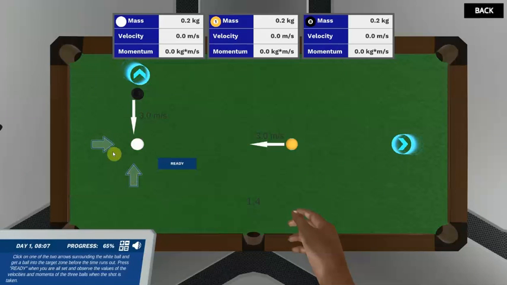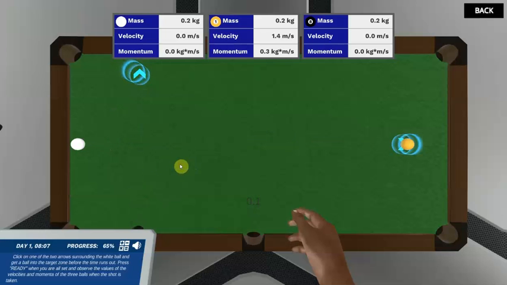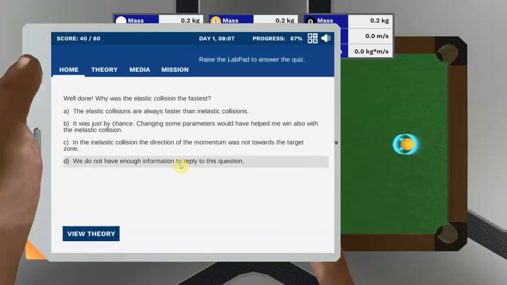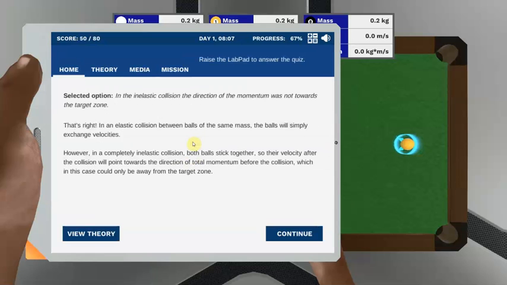Click on one of the 2 arrows surrounding the white ball and get a ball into the target zone before the time runs out. Press ready when you are all set and observe. Well done! Why was the elastic collision the fastest? That's right. In an elastic collision between balls of the same mass, the balls will simply exchange velocities. However, in a completely inelastic collision, both balls stick together, so their velocity after the collision will point towards the direction of total momentum before the collision, which in this case could only be away from the target zone.